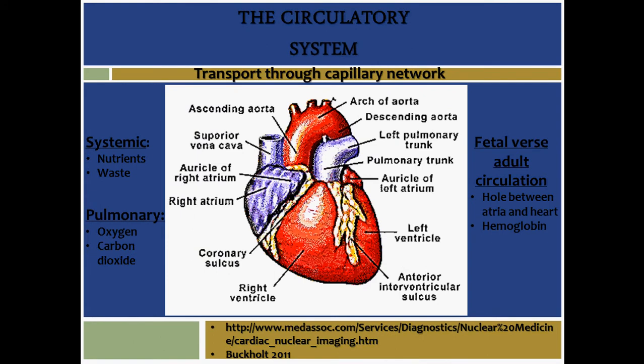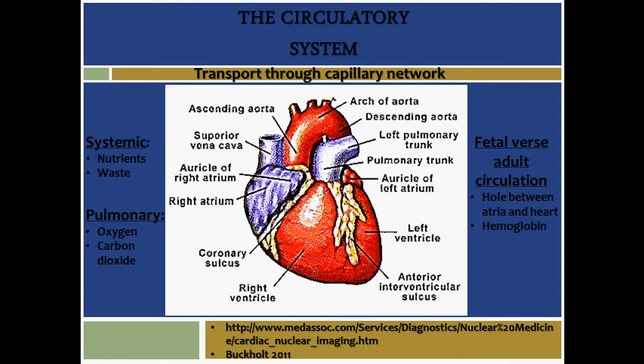The circulatory system transports nutrients, gases, wastes, hormones, and other materials between the systems in the body by capillary network. The total circulatory system is broken into two smaller systems, the systemic and pulmonary circulation pathways. The systemic pathways transport nutrients and waste, while the pulmonary pathway transports oxygen and carbon dioxide.